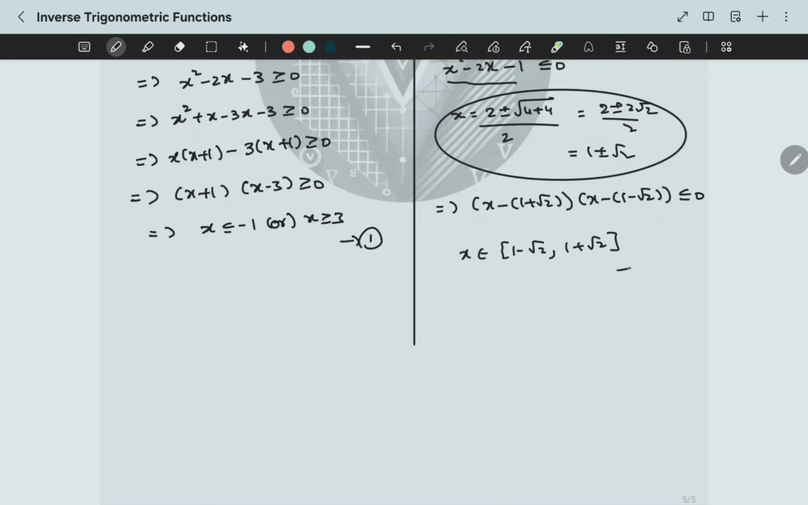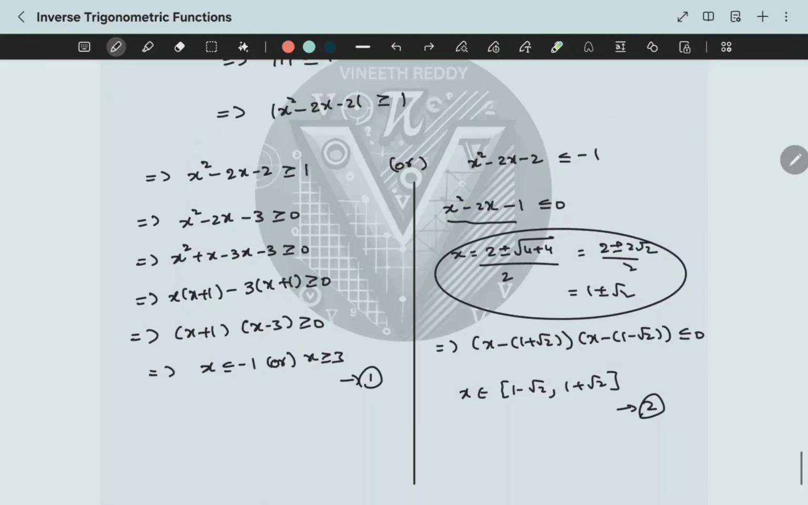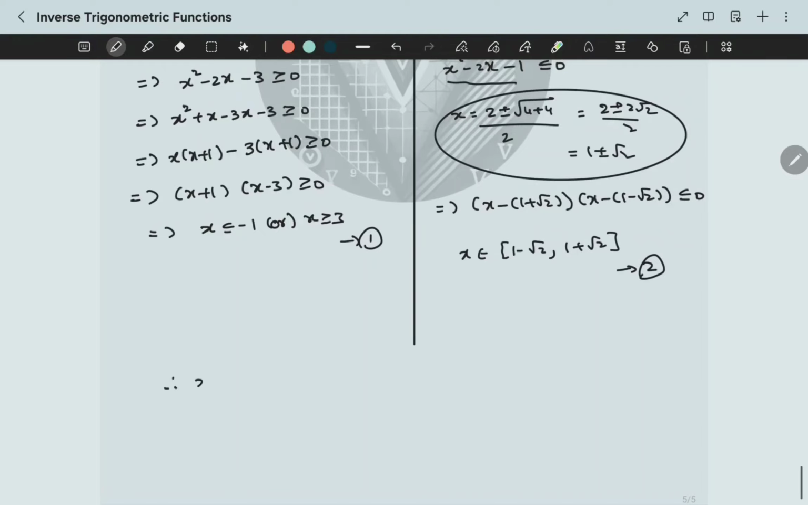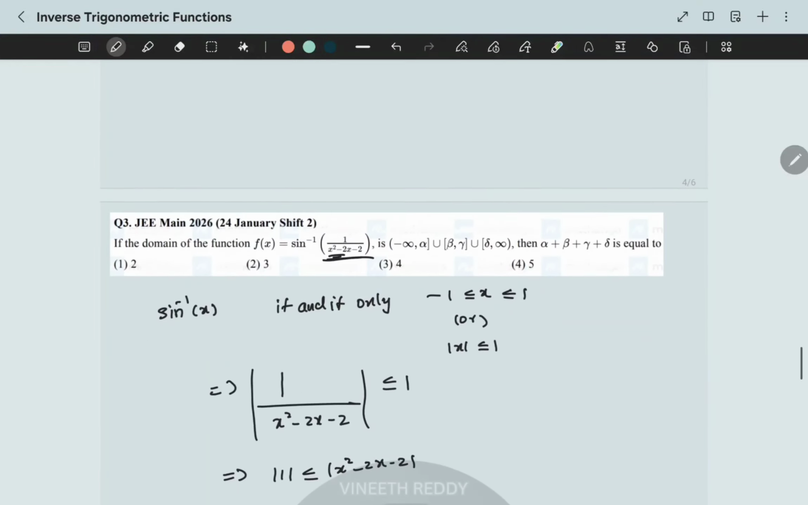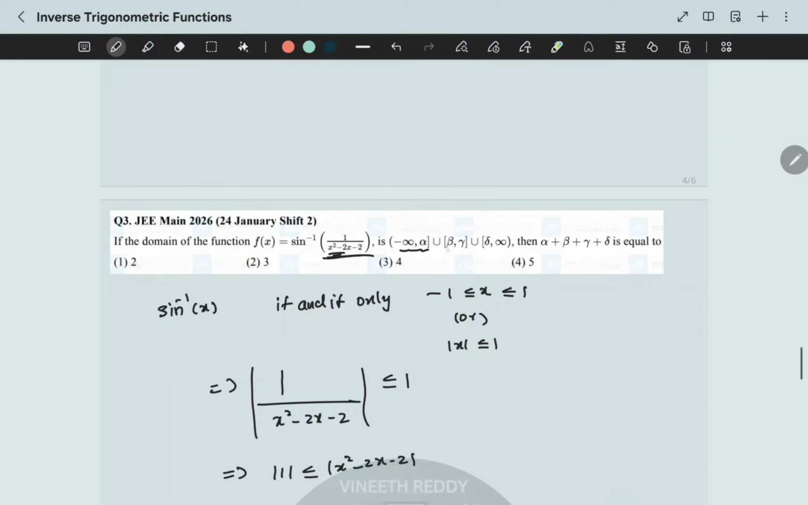Now from 1 and 2 we can say that it is not the common region, it is the union of these two, because this is an OR condition, right? So therefore we can say x belongs from minus infinity to minus 1 as per this union. Now this value is definitely less than 3, so we can write this as union of 1 minus root 2 to 1 plus root 2 union 3 to infinity. That is with respect to this part, right? Now this is the domain. That means it is of the form minus infinity to alpha union beta to gamma union delta to infinity.